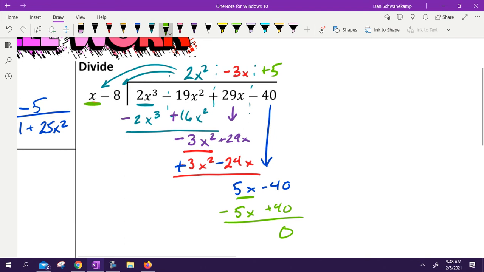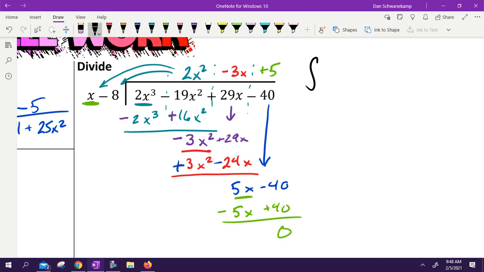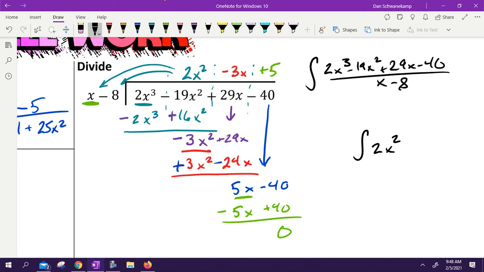So understand what we just did. We took this really ugly expression. If I wanted to integrate this thing, this would have been 2x cubed minus 19x squared plus 29x minus 40, all divided by x minus 8. I can't integrate that. That's really hard. But by doing long division, by dividing that out, this answer right here would be the same answer as just integrating 2x squared minus 3x plus 5, because that's what I get when I divide them out. That's what this means. It means division.